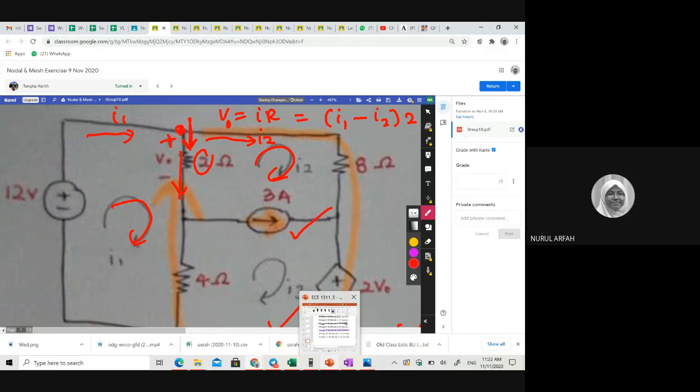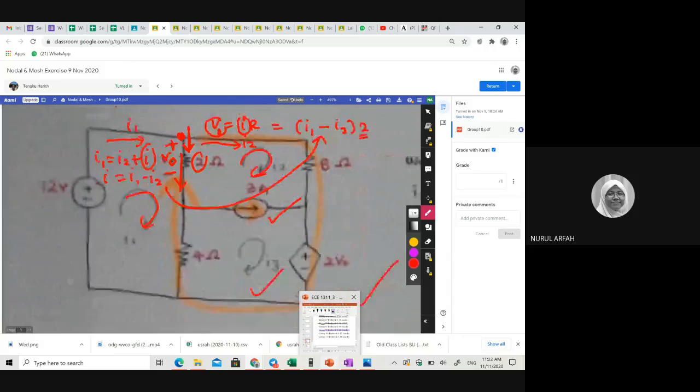So KCL at this point, you have I1 equal to I2 plus this I that you're going to find. So you rearrange, I is equal to I1 minus I2. So this is what I mean by the current here. Okay, so far so good. And then you need to multiply by 2, because you're going to find V naught. Where is V naught? At here. Is it clear?